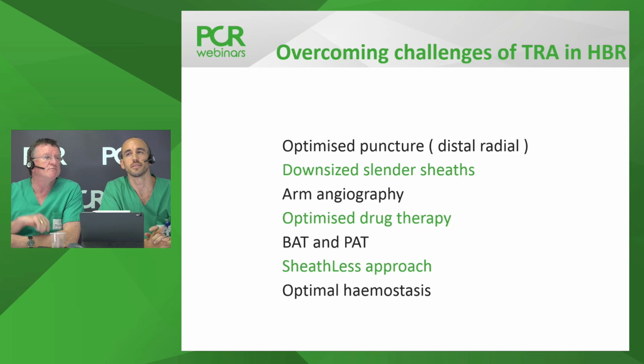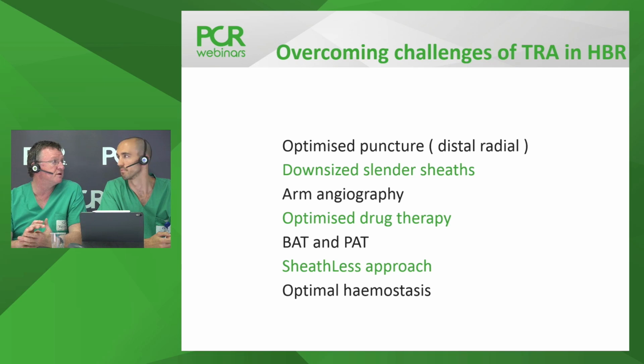We'll mention a few things: overcoming challenges of radial access in high bleeding risk patients. As came up earlier in the discussion, distal radial can be an option. Optimized puncture techniques, so you have to be able to puncture these arteries. Downsized slender sheaths are really important, and I strongly recommend them. They're in routine use in our lab. I routinely use arm angiography.